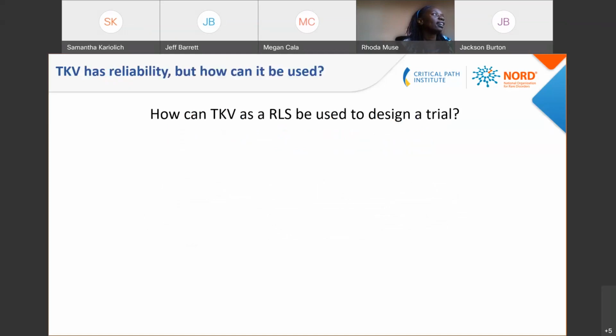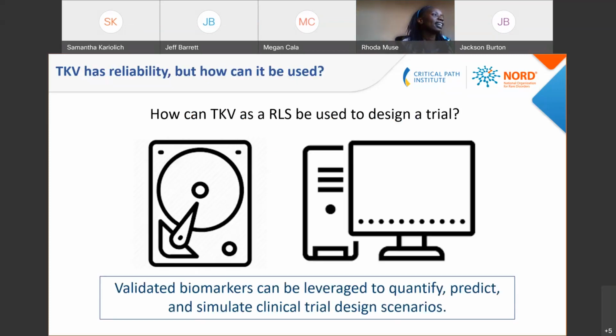Next slide. So given this success, now we want to ask, how can we use TKV as a reasonably likely surrogate within a clinical trial design? Next slide. So to do this, we will need to quantify. So we will need to do some model that would link the biomarker within a disease progression model. And there is where the modeling work comes in. Next slide.